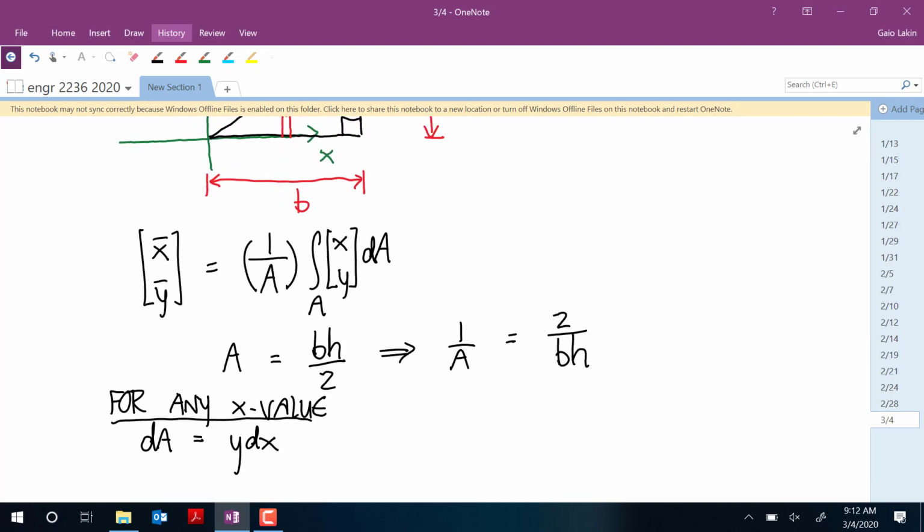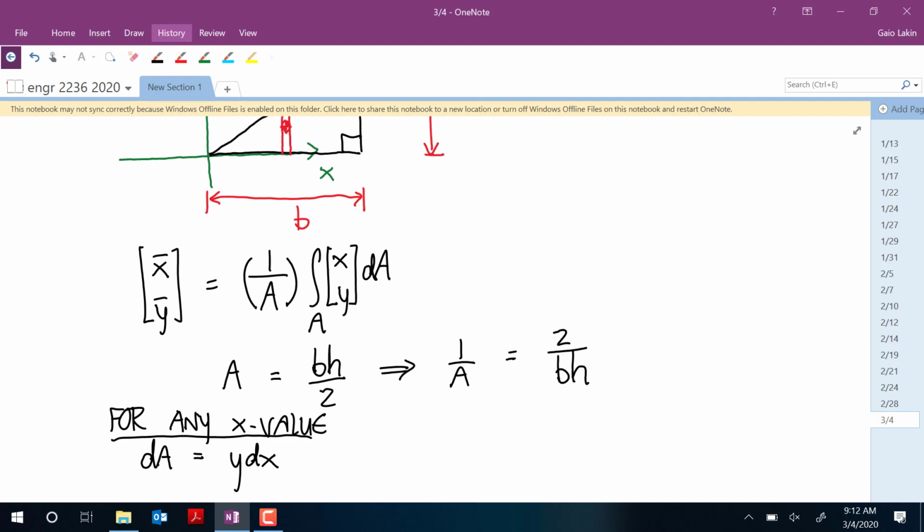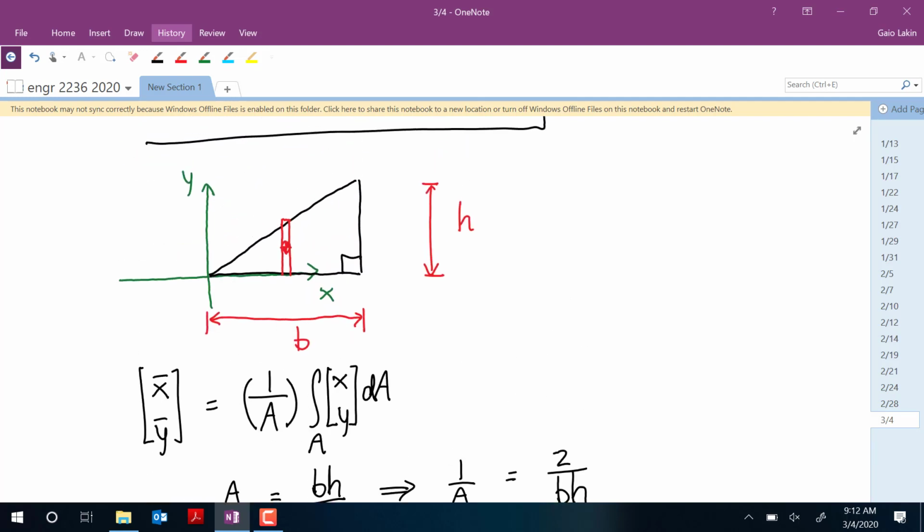Well, that y is not in terms of x, and we need it to be. So how are we going to come up with y in terms of x? Well, you can see that the y value that we're talking about, the height of this rectangle, is just the value along this linear function. So if we can come up with the function y equals mx plus b that represents this, then we can come up with that height in terms of the x value.